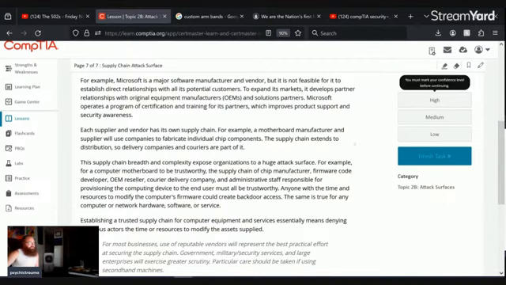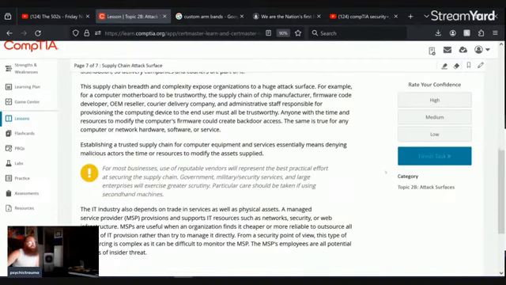Establishing a trusted supply chain for computer equipment and services essentially means denying malicious actors the time or resources to modify the assets supplied. For most businesses, use of a reputable vendor will represent the best practical effort at securing the supply chain. Government, military, security services, and large enterprises will exercise greater security. Particular care should be taken over using second-hand machines.